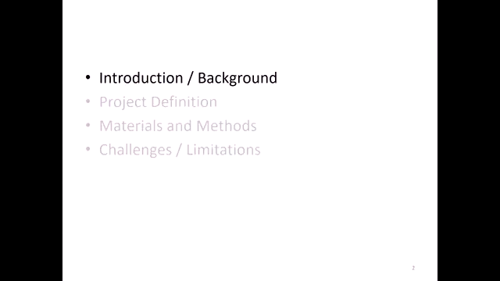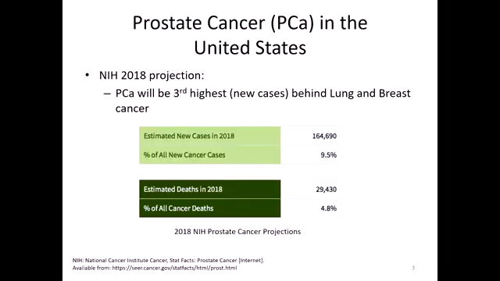Okay, so I'd like to do a little introduction and background on prostate cancer and the methods of diagnosis. So prostate cancer in the United States. The NIH 2018 projections for prostate cancer will be the third highest in new cases reported in 2018, behind lung cancer and breast cancer. So you can see we've got about 10%. Prostate cancer accounts for 10% of the new cases. The top three that I've listed actually account for 50% of all the new cases. So lung and breast cancer are much higher than prostate cancer.